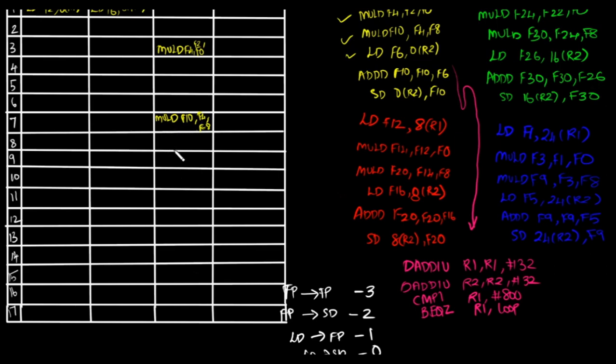So we'll add 3 clock cycles, 1, 2, 3. So our add will get filled in this slot. F10 comma F10 comma F6. Okay, so add is scheduled.